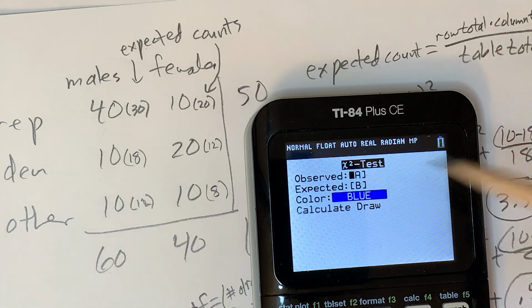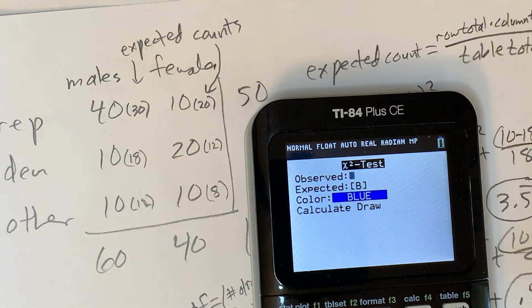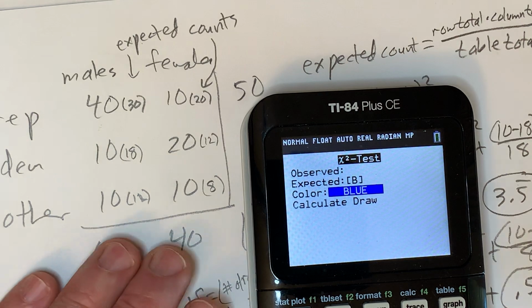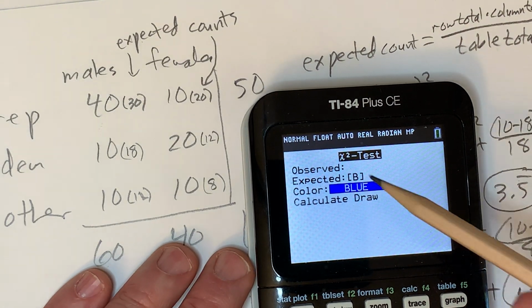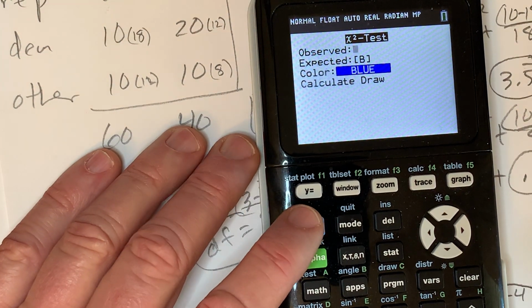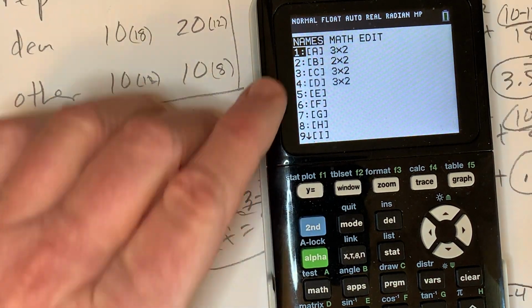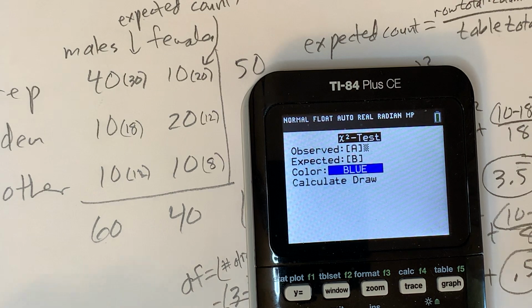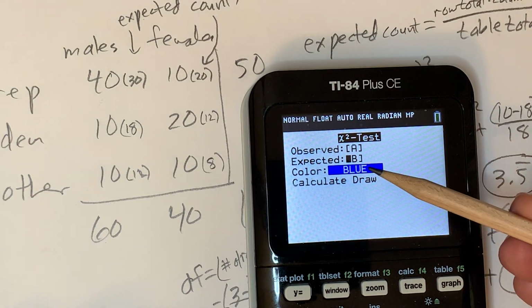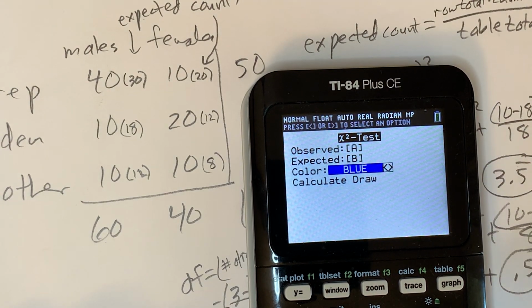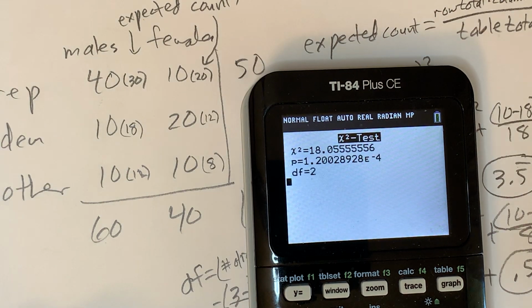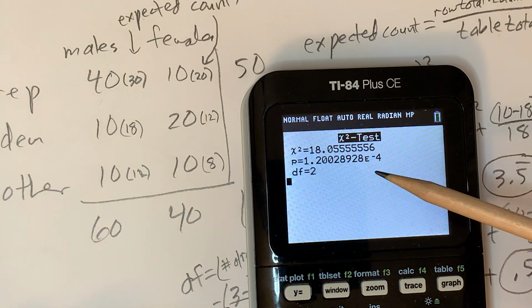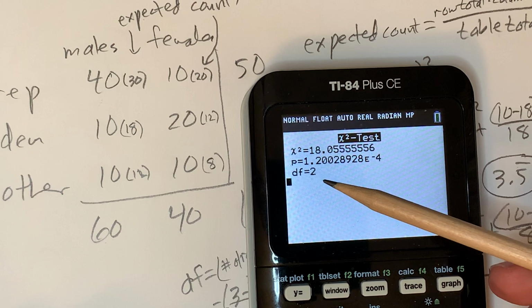So observed is in A. By the way, if it didn't say A there, if there was nothing there, it's highlighted, and you go back to matrix. So you go second matrix and then just hit enter on A, and it'll put A right there. It's going to store the expected counts in B, which I'm going to go access, and then it'll do calculate, and it tells me my test statistic, my p-value, and my degrees of freedom.